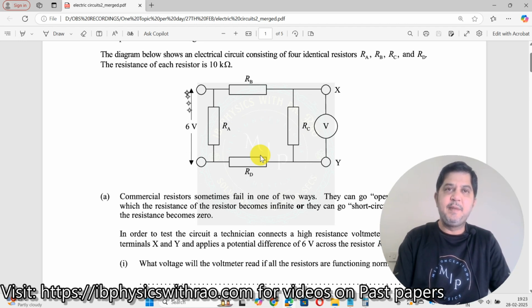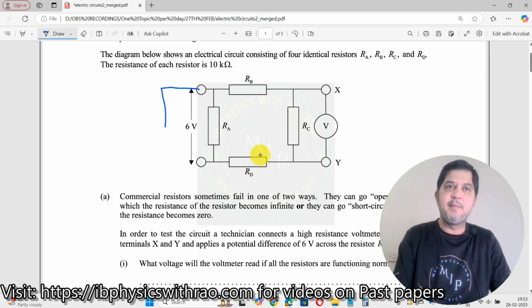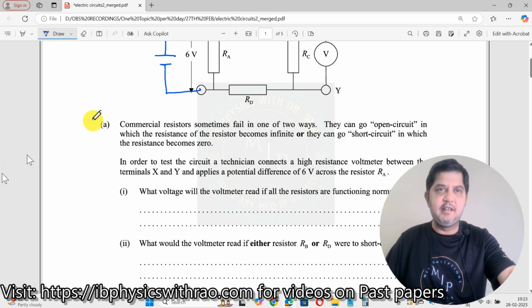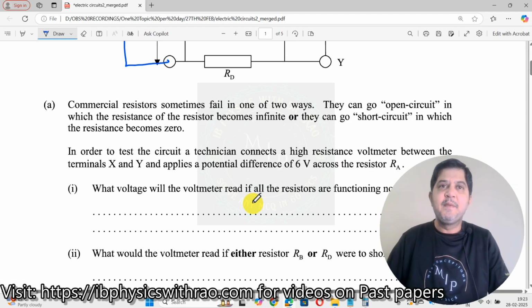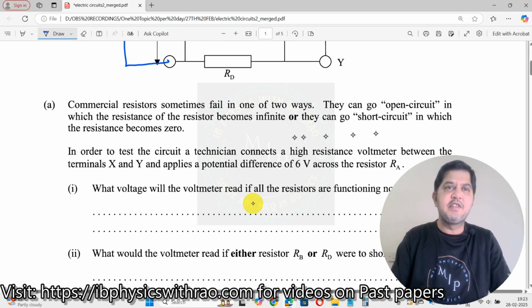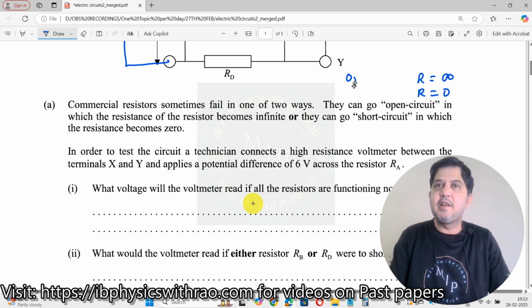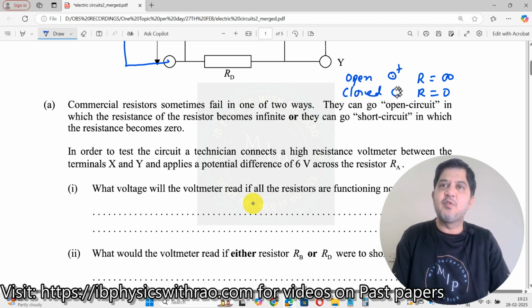A 6-volt supply is being connected over here, which means you can connect a battery here. Commercial resistors sometimes fail in one of two ways. They can go open circuit, in which the resistance of the resistor becomes infinite, or they can go short circuit, in which the resistance becomes zero. So if it's an open circuit, R is equal to infinity. When it's a short circuit, R is equal to zero. I will write it down. This is your open circuit. This is your closed circuit.